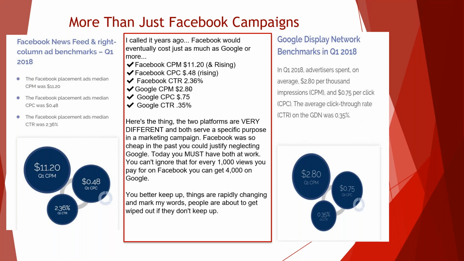That certainly isn't the case anymore, and we're really looking at more well-rounded campaigns utilizing Facebook, Google, and LinkedIn, as well as some of the other strategies with strategic partnerships and some of the technology that help you generate leads and referrals within the mortgage and real estate industry. But today you have to work both of these systems, and you can't ignore that for every 1,000 views you pay for on Facebook, you get 4,000 on Google, specifically in the insurance industry.